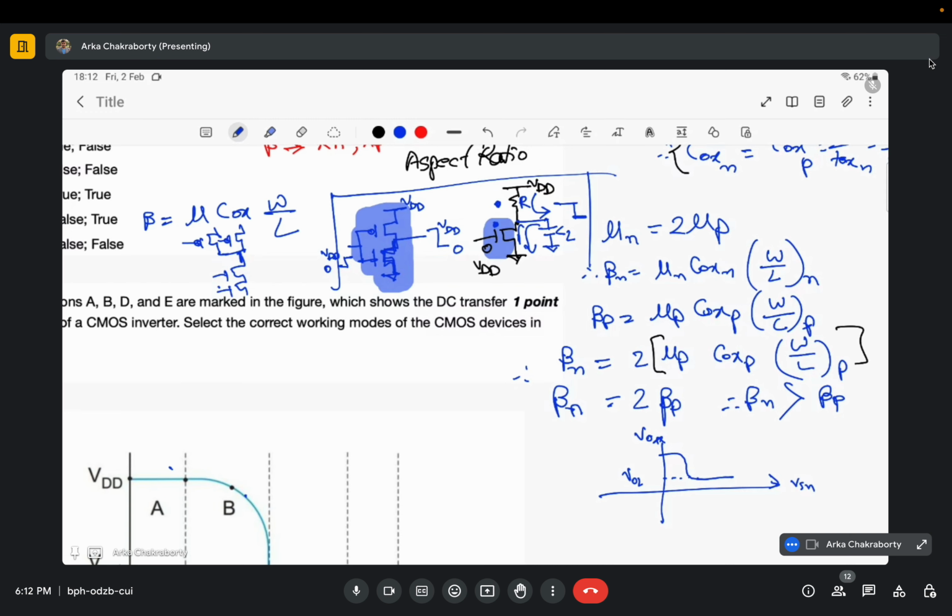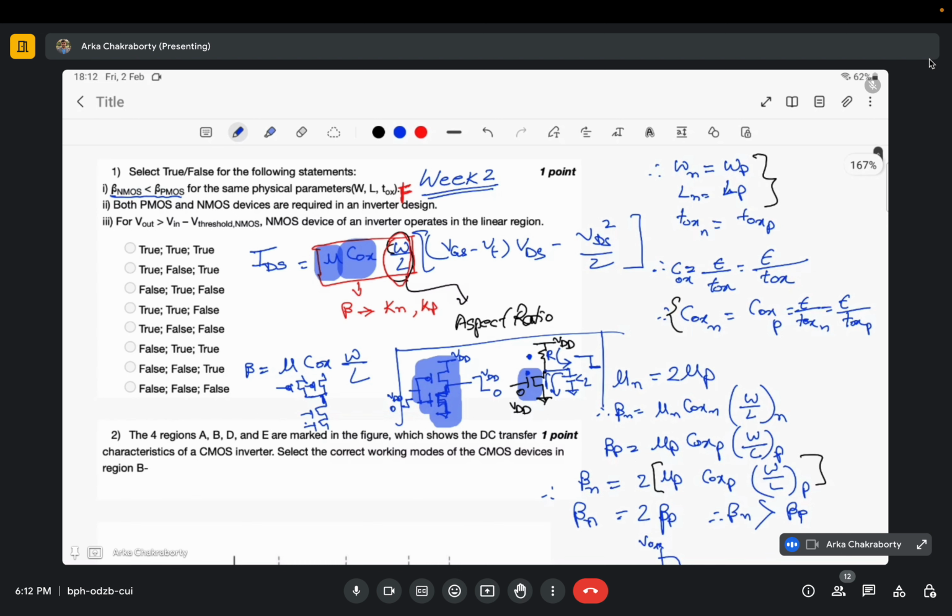Got my point? So basically the answer that was given here, true, is what was accepted previous year, but it will not be true, it will be false. Maybe the person who solved it made some mistake. You can also design inverters using other logics, using a single NMOS or a single PMOS. Okay, so it will be false. Any question here?